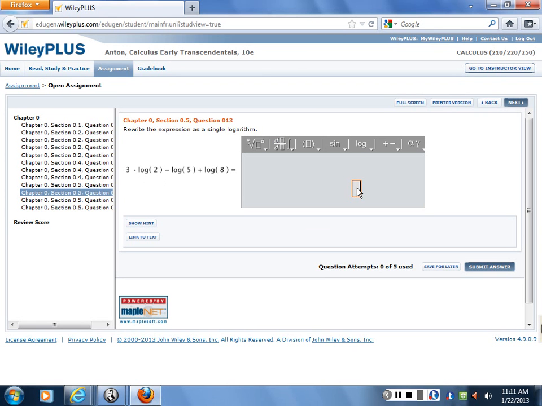So you input your answer. It's pretty straightforward. There's not that large of a learning curve. Like if I wanted to put log, it's going to go ahead and give me the space for the base and the parentheses there. So it gives me that form. If I put pi, that gives me pi. But if I didn't know that, you can come up here and find it.